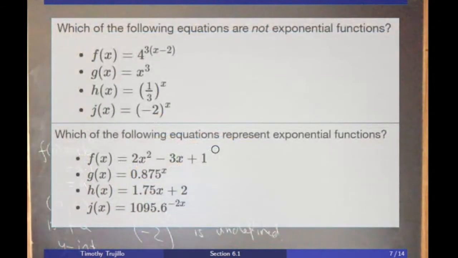Okay, so here is an example of some questions that we'll see in the Edfinity homework.